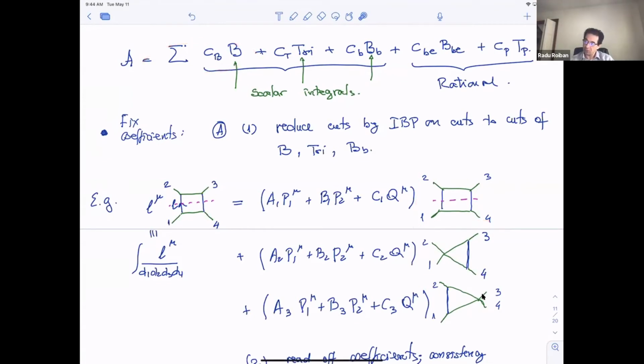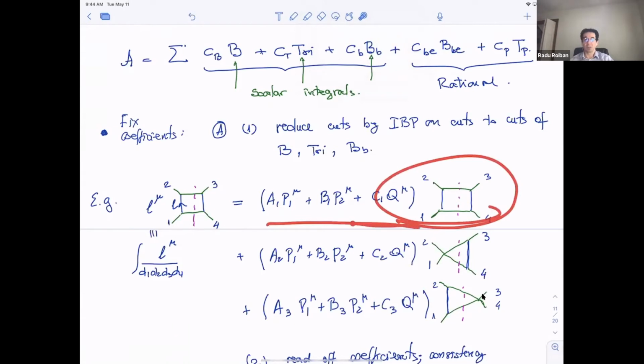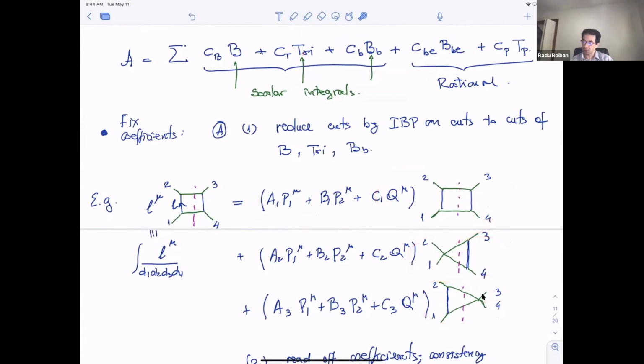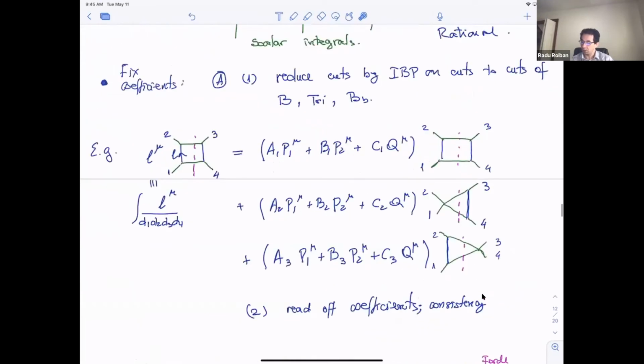One can, of course, repeat this for, say, an S-channel cut, though in this case it's quite a bit less restrictive. One determines again here the coefficient of the same box integral. So this better be the same. But one also determines here the coefficient of one triangle and also the other triangle. So this is how it works. Take loop integrals with whatever numerator momenta one has, reduce them, and read off coefficients.